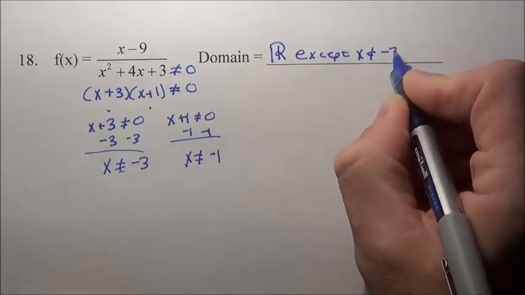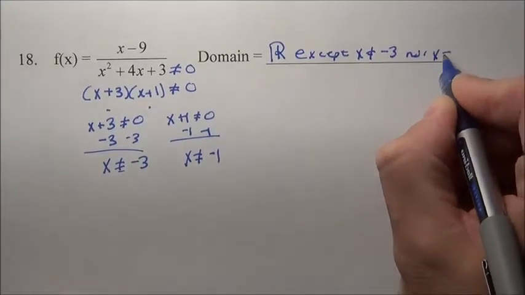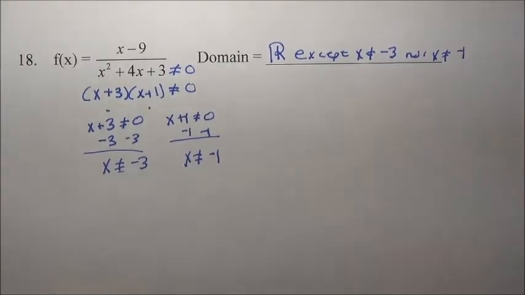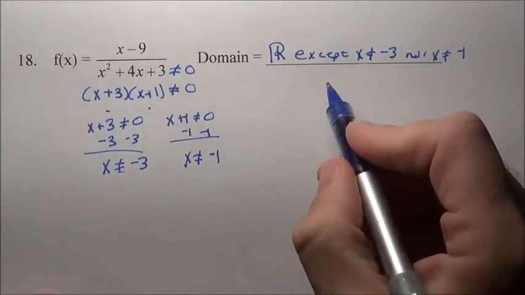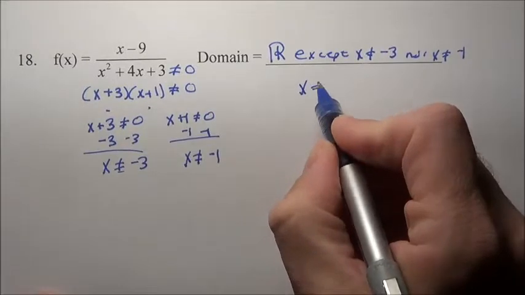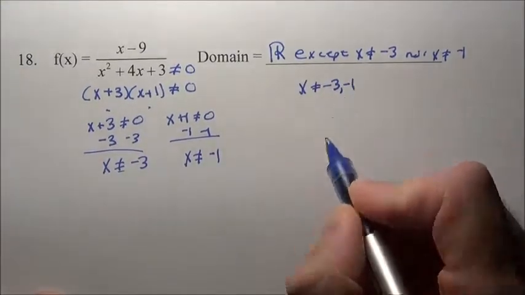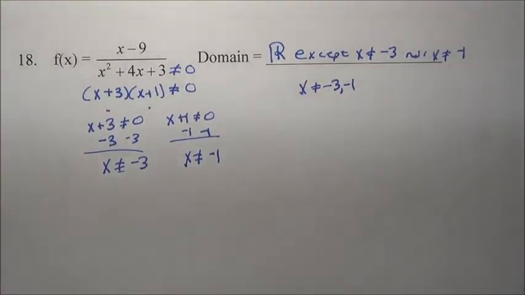X can't be negative 3, nor x can't be negative 1. I am fine with you putting all real numbers except x can't be negative 3, comma, negative 1. Tell me the two values it cannot be. That's perfectly fine. There's problem 18.